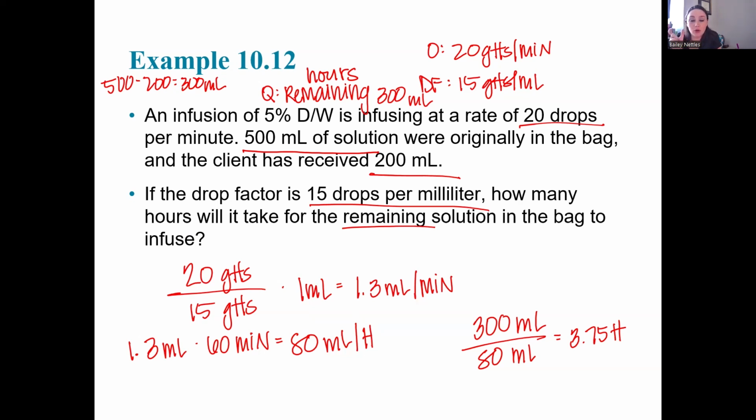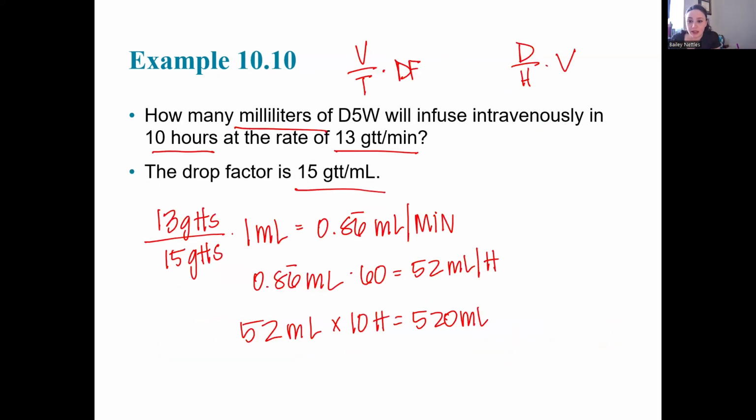The question's asking for hours. So we can easily figure this out. We have our 300 divided by 80 because we know these are hours, right? It's 3.75. So when you're looking for the time, you can divide like that. When you have the volume and you're looking for the time, you divide, right? When we did this one back here, we had opposites, so we multiplied. Okay.